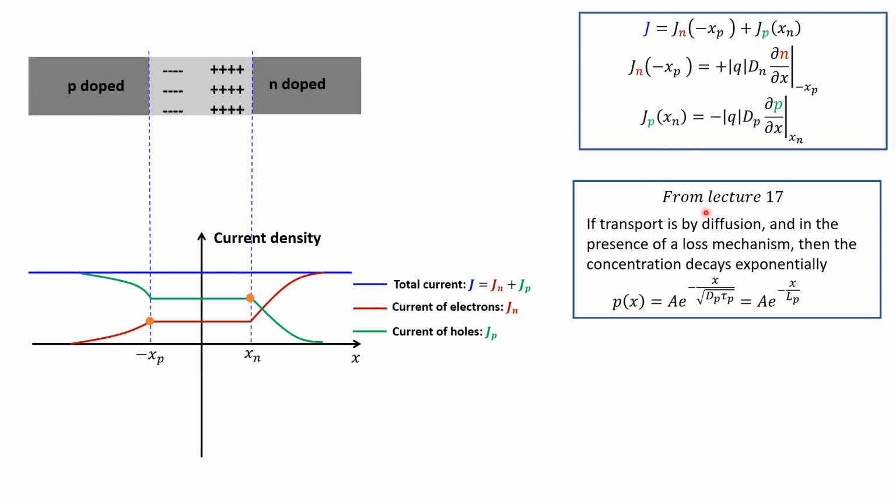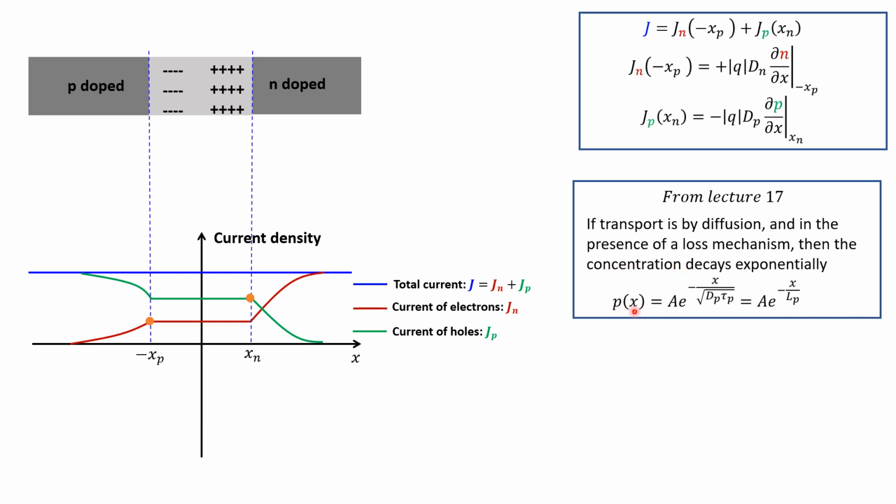But we have already encountered this problem before in lecture 17. In lecture 17, we found that when transport is by diffusion, which is the situation here, and when we have a loss mechanism, which is also the situation here because we have recombination of holes in the n side and electrons in the p side, the concentration decays exponentially. And we derived this expression for the concentration of holes.